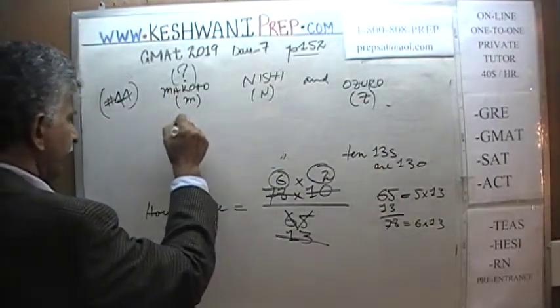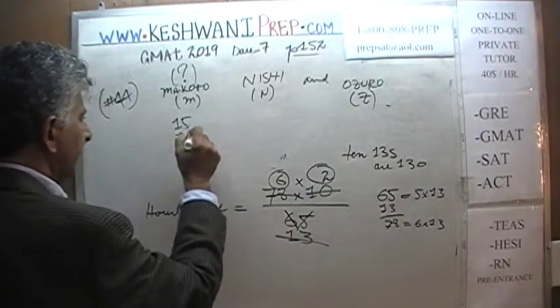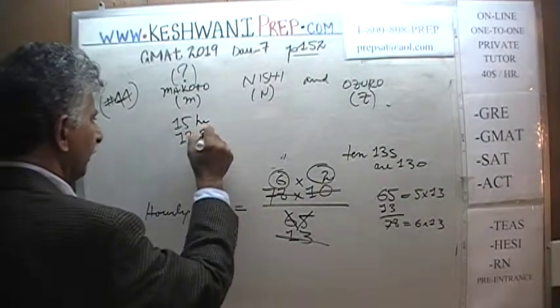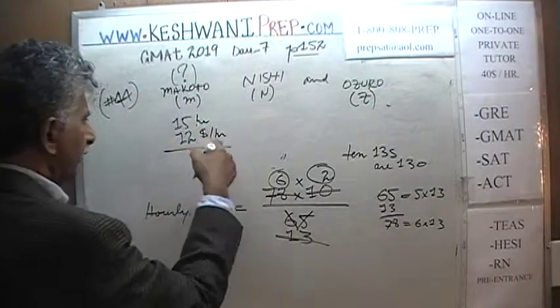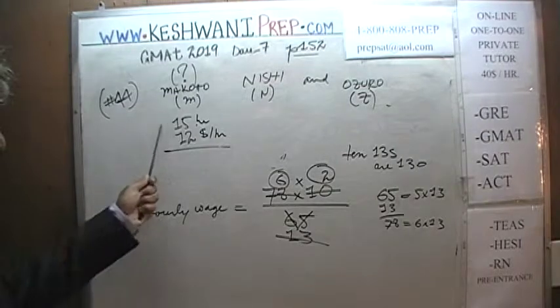Since M worked 15 hours, and since the hourly wage is $12 per hour, he gets $12 per hour. Hours are going to cancel out, and we're going to be left with the dollar amount. And 12 times 15.